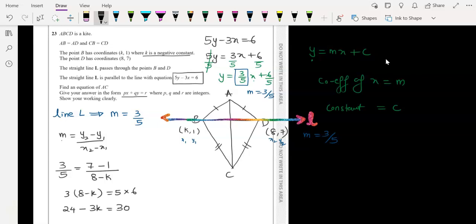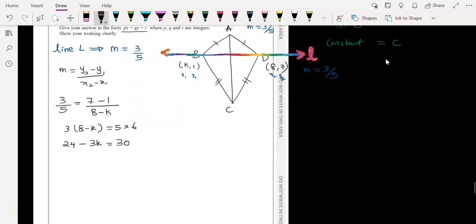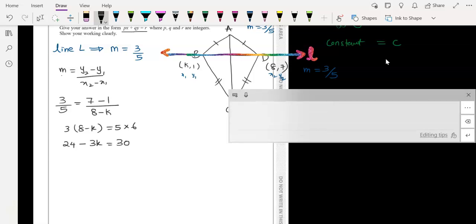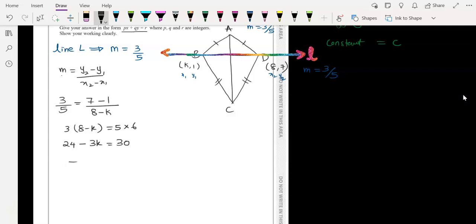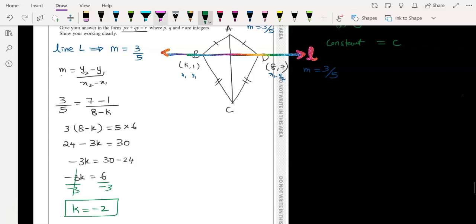I need to work out the value of k. So shift 24 to the right. Minus 3k is 30. Positive 24 goes to the right, it will be minus 24. So negative 3k equal to 6. I want k alone, so divide both sides by negative 3. We get the value of k equals negative 2. And it's already mentioned in the question that k is negative. So I can write here my point B is now minus 2 comma 1.